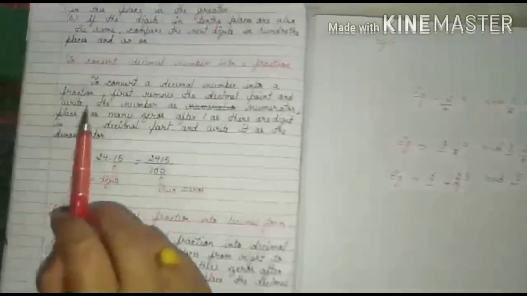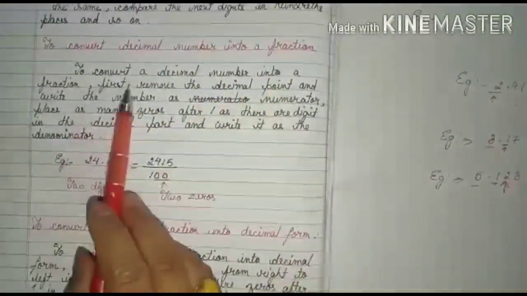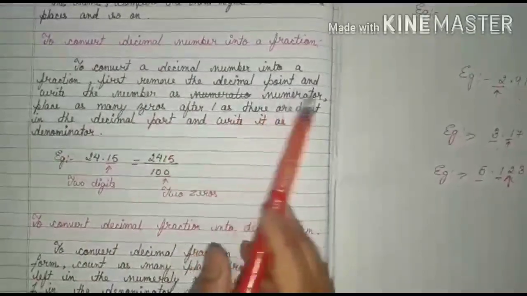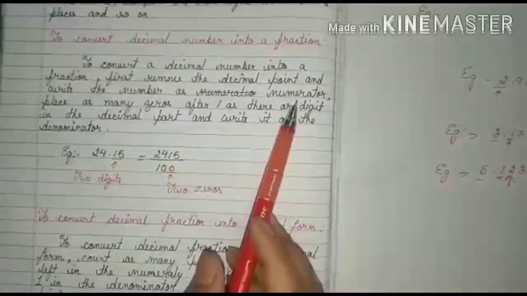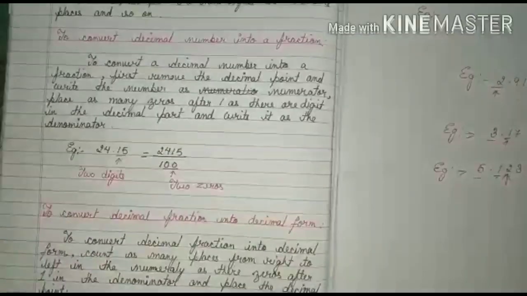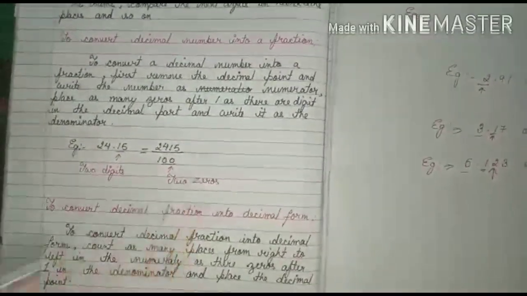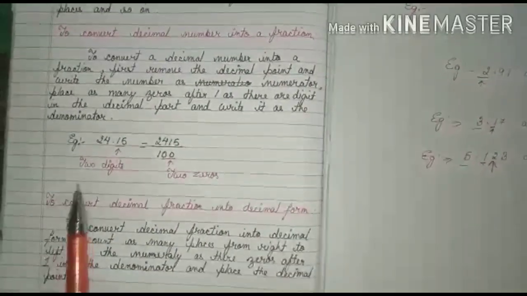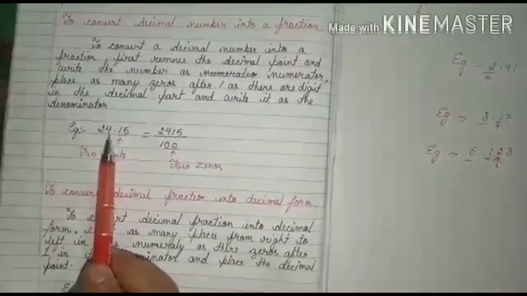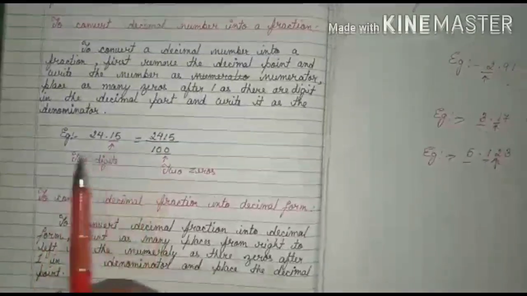Then next, to convert a decimal number into a fraction. To convert a decimal number into a fraction, first remove the decimal point and write the number as the numerator. Place as many zeros after 1 as there are digits in the decimal part and write it as the denominator. Let's see an example. Here the example given is 24.15.